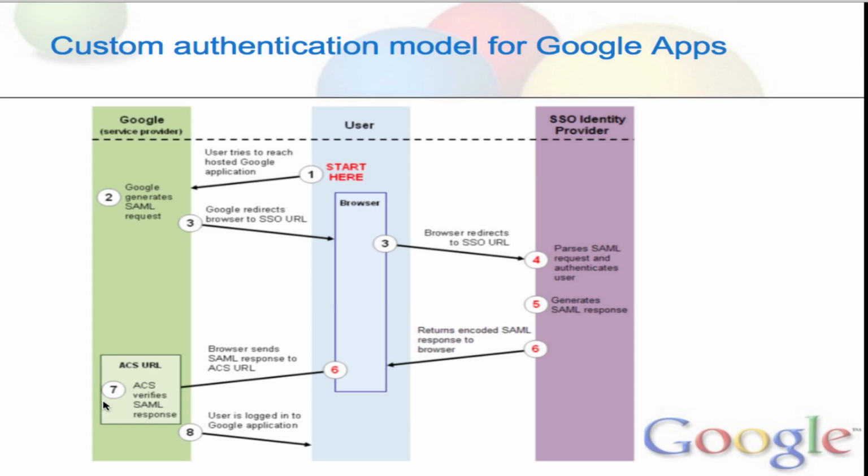So if the user does not have access, that doesn't say that they do have access or that the name is changed. So we want to make sure that that has happened. Once the user SAML-based response is approved by Google, then the user will have access to Google Apps. So this is an example of a custom authentication model that clients can implement with their Google Apps deployment.